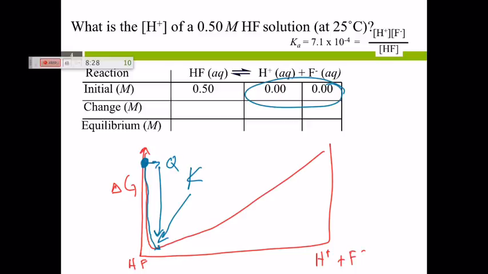So if I just say K is greater than 1, so we're going to be generating products. Now it doesn't tell us what we're going to generate. We need to know what we currently have in order to say where we're going to go to.